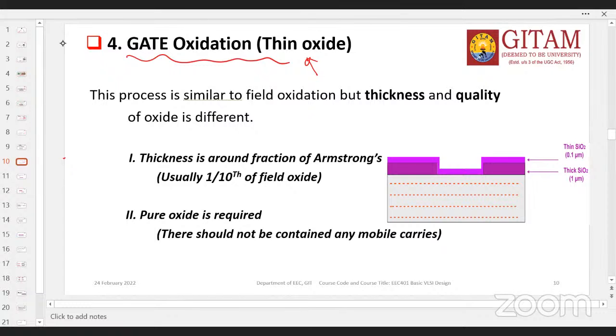Somehow we have realized the silicon dioxide on top of it. Here is the thick oxide, 1 micron thickness, for example, and the gate oxide is 0.1 microns. So there is a very huge difference, as you can see in the diagram. So 1/10 of the field oxide thickness is the thickness of the gate oxide. As I mentioned, the purity as well as the thickness are the most important parameters for the gate oxide. Please remember this point.